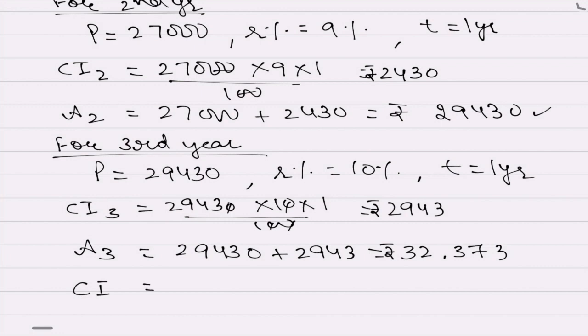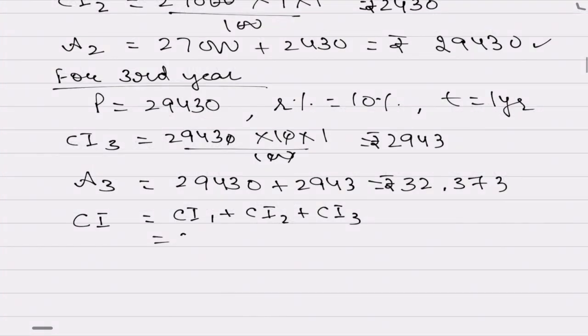So amount of the 3 years is 32,373, and the final compound interest for 3 years and compound interest for the third year, these are two different things. So either you add the compound interest of first year, second year and the third year, or you can use amount minus original principal. Both the ways you will get the same answer.